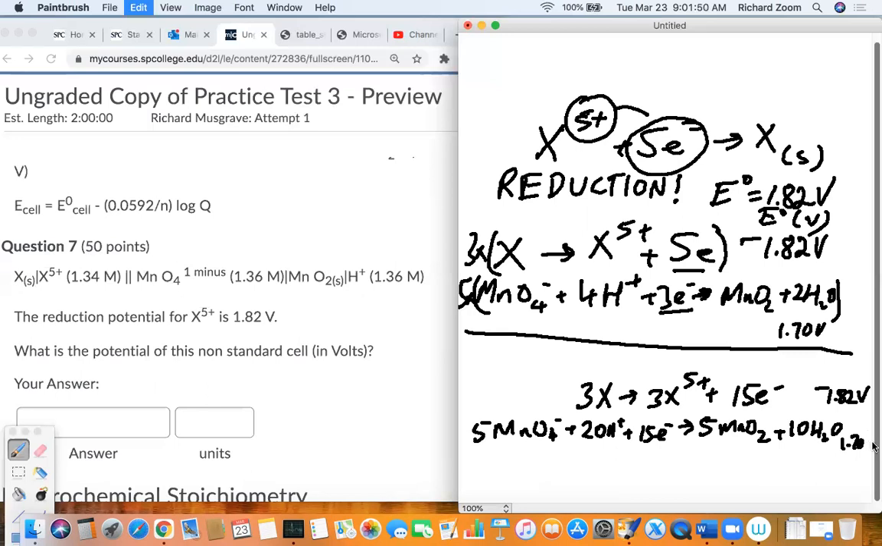Does anybody have any questions? Notice I didn't change the voltage there either. I left it as 1.70.